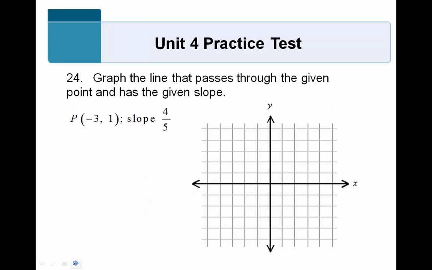Graph the line that passes through the given point and has the given slope. Okay, so we just need to plot negative 3, 1. So that's left 3, 1, 2, 3, up 1. And then remember the slope is rise over run. Rise 4, 1, 2, 3, 4, run 5, 1, 2, 3, 4, 5. Let me just double check it. 1, 2, 3, 4, 1, 2, 3, 4, 5.